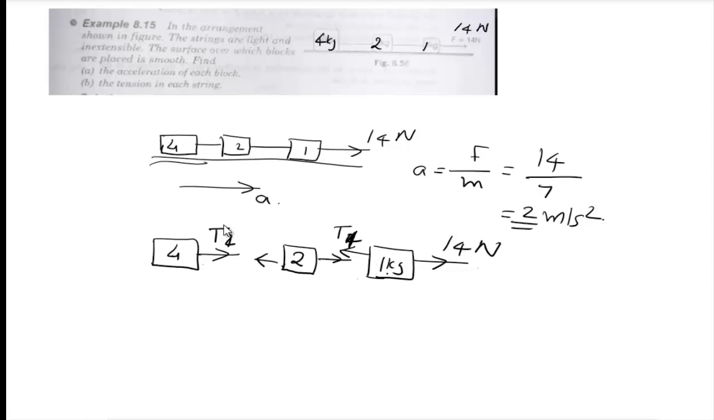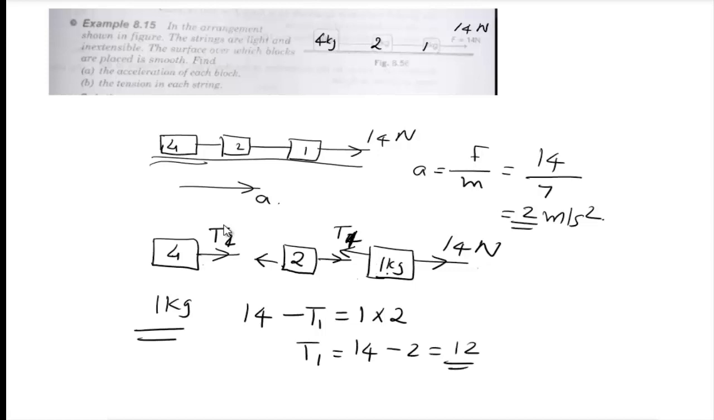First I am considering the 1 kilogram mass. Which are the forces acting? 14 Newton acting in the forward direction, that is positive. And T1 is acting in the opposite direction, minus T1. That will be equal to mass into acceleration. What is mass? 1. Acceleration is 2. So we will get T1 equals 14 minus 2, that is 12 Newton.